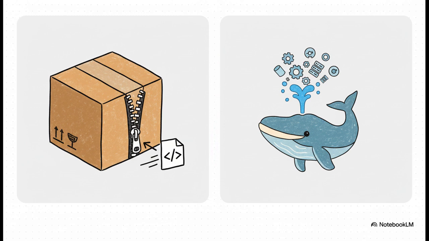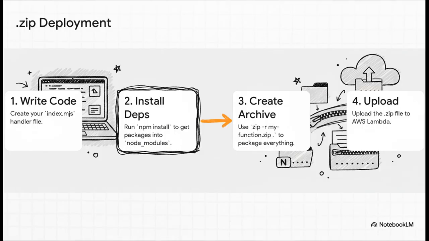Path number two is the container image. This is the bring your own everything option. It gives you total control, which is great for really large or custom applications. But yeah, it's a little more work to set up. And look just how straightforward the zip method is. It's literally 4 steps.